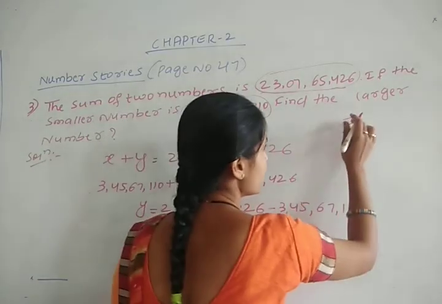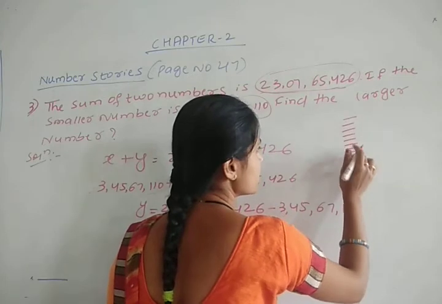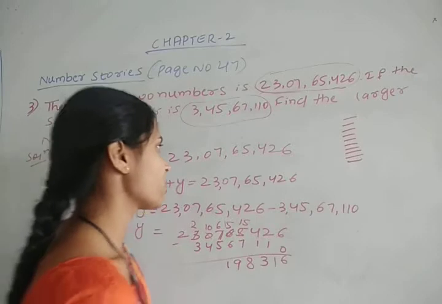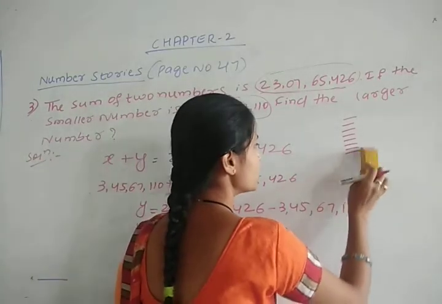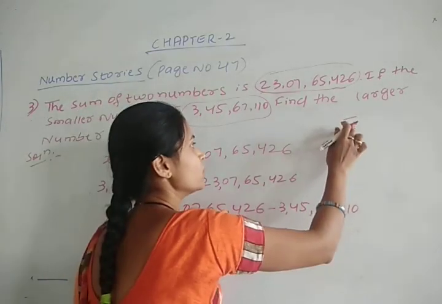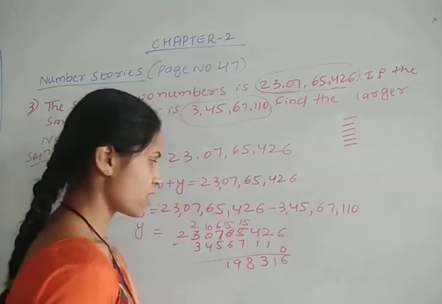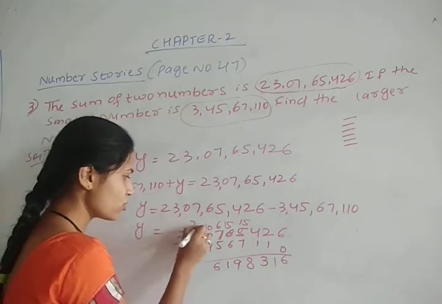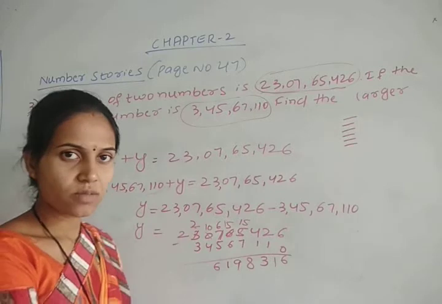See here. We have 10 bars. If I remove 4 bars from these, see here 1, 2, 3, 4. Now count how many bars are left. 1, 2, 3, 4, 5, 6. We are left with 6 bars. Right here, 6. Now here 2 minus 3 is also not possible because 2 is smaller than 3.